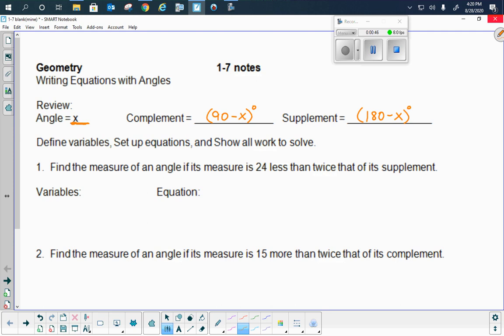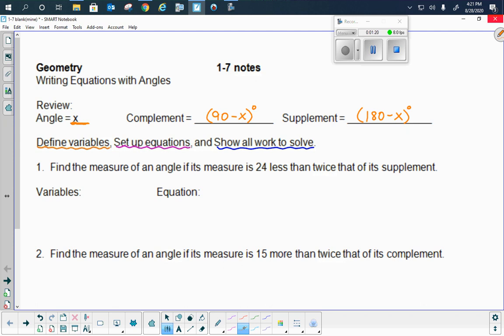So please understand, for this first one, I'll really try to do some color coding to help us out. There's three things going on here now. We are expecting you to define variables, and then we're expecting you to set up equations, and then we are expecting you to show all the work to solve. So there's literally three different things going on here. Every single word problem that involves this stuff, you need to define your variables first, just like you did in Algebra 1.